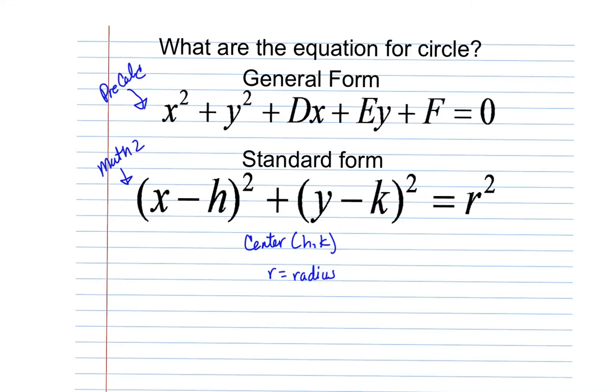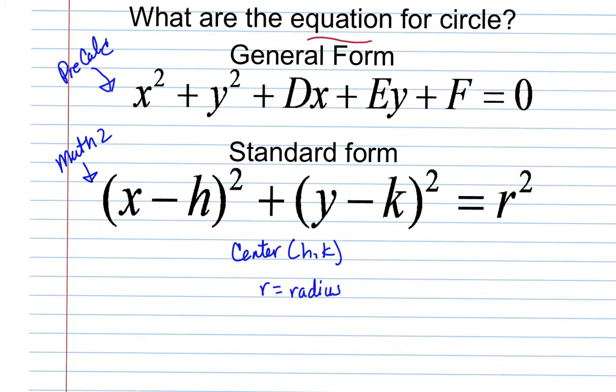So for this part of the lesson, we're going to be working with the equations of circles. This is the general form, which is pre-cal, and our standard form is what we saw in Math 2. The first two examples are going to be Math 2 review, so you remember how to use them. And then the last one will be our general form.